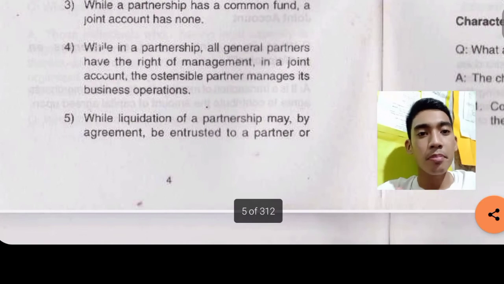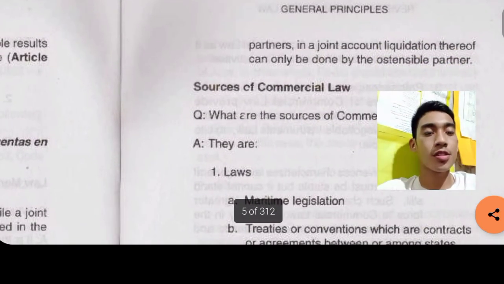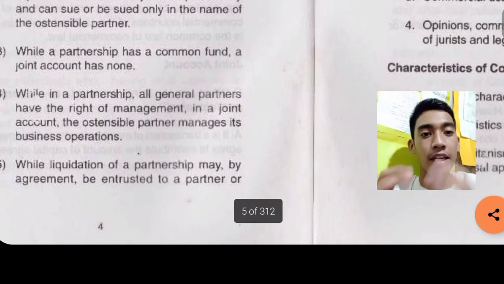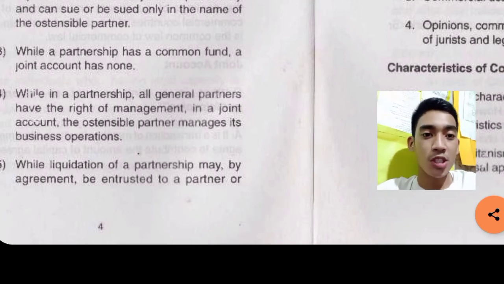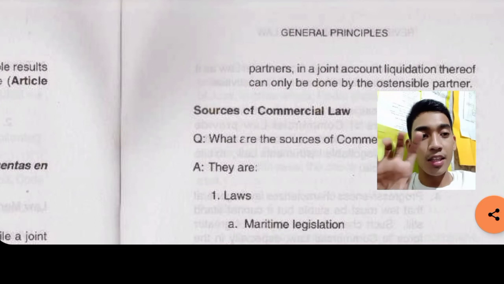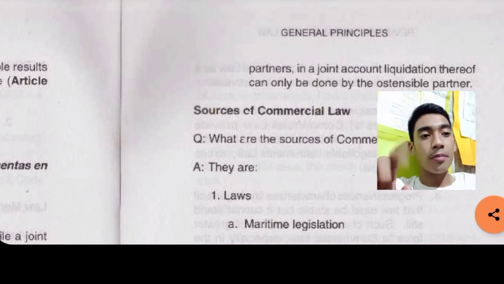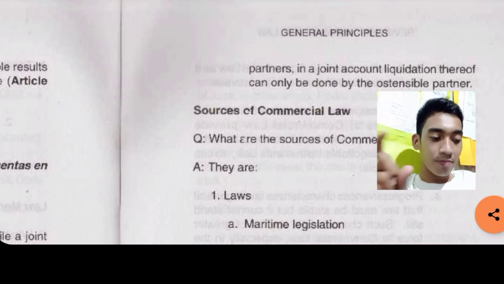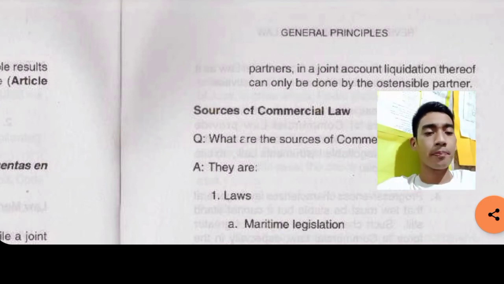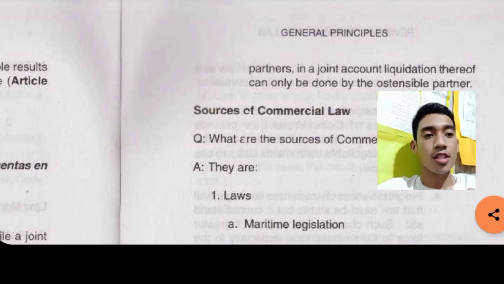While liquidation of a partnership may, by agreement, be entrusted to a partner or partners, in a joint account, liquidation can only be done by the ostensible partner. For a partnership, it may be entrusted to one of the partners or any other partner. In a joint account, it's the opposite: only that ostensible partner can make the joint account liquidation.